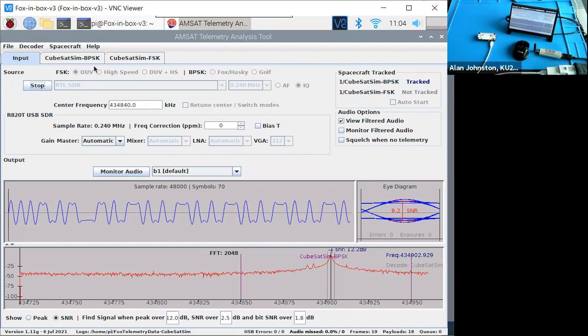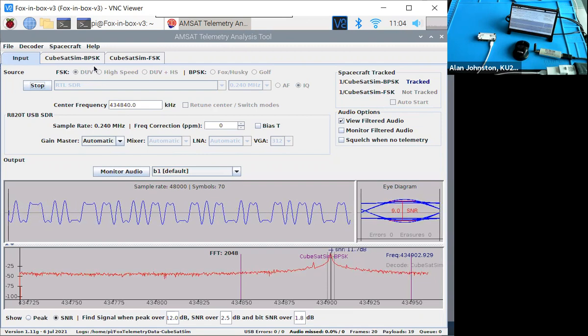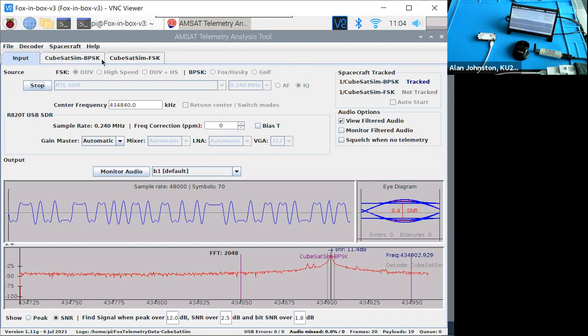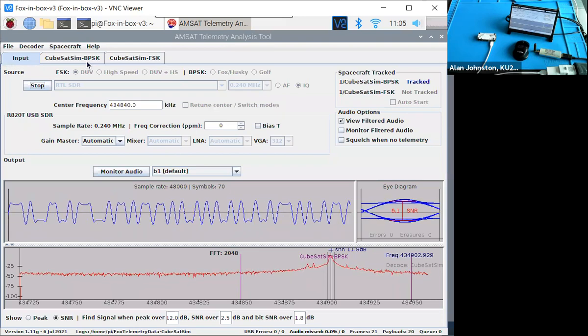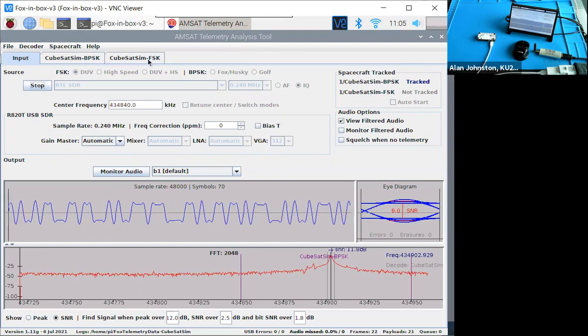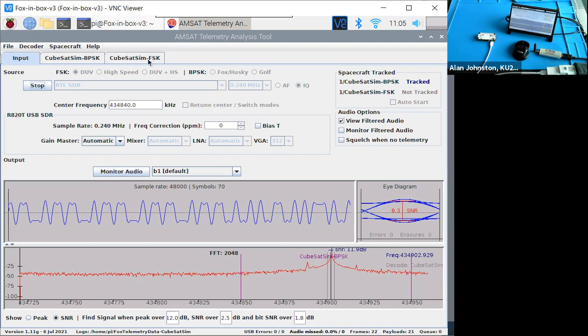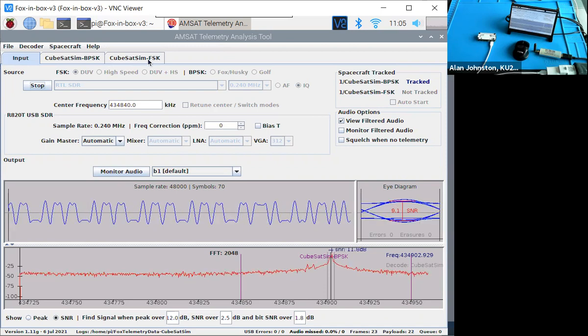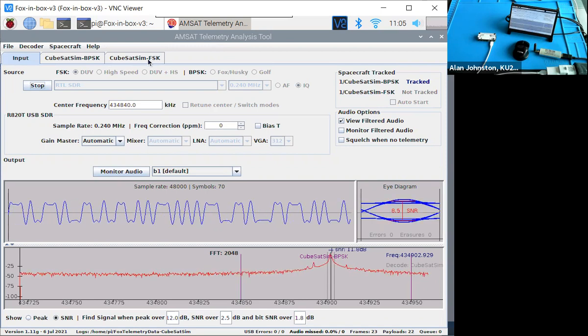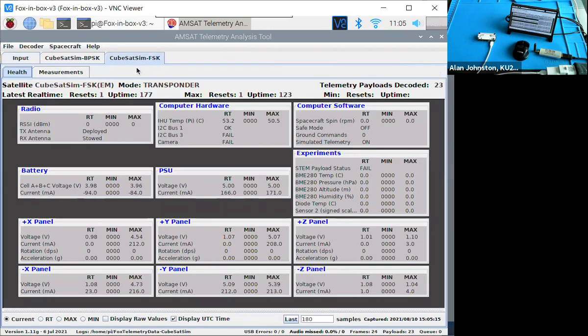Now there's two telemetry modes that FoxTelem works with. One is FSK, frequency shift keying, and the other is binary phase shift keying, BPSK. So we're just going to use FSK. It's just a little easier, but we could use either of them. So this is mode 2 on your CubeSatSim Lite. So I'm going to click on the CubeSatSim FSK tab here.